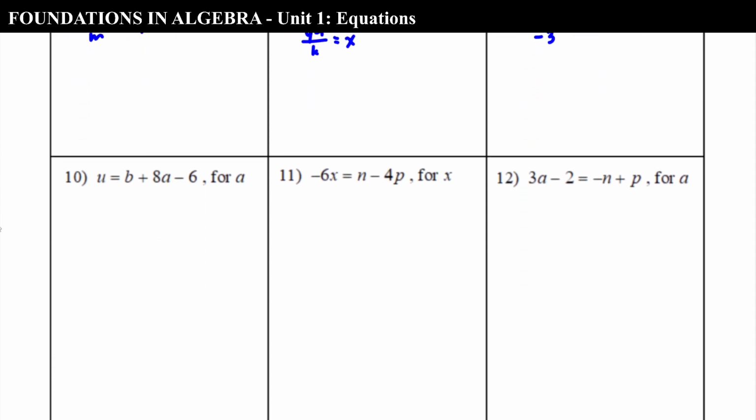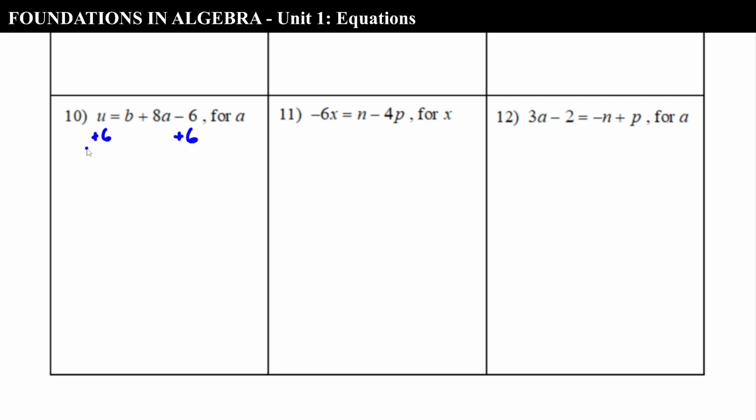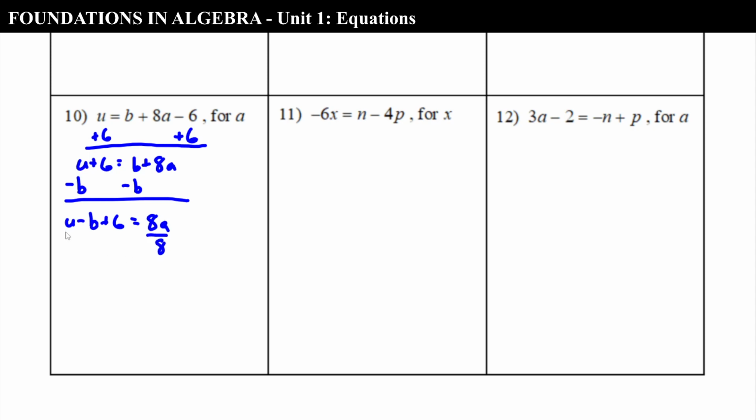All right, for number 10, we're going to solve for a. So we're going to first add 6 to each side. And that gives us u plus 6 equals b plus 8a. Let's subtract our b on each side. So u minus b plus 6 equals 8a. And then we're going to divide each side by 8. So you get u minus b plus 6 over 8 equals a.